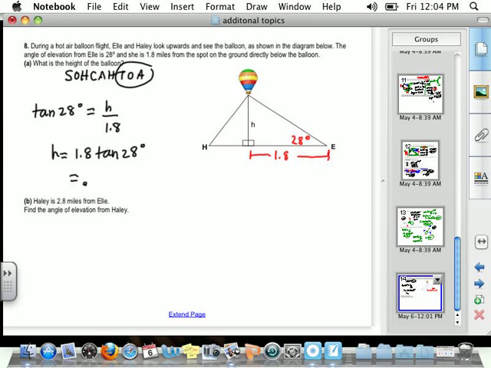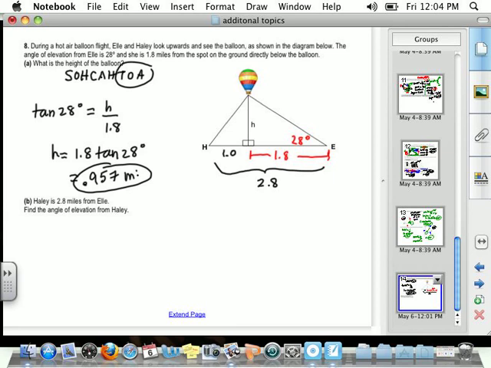All right, so we do the tangent of 28 degrees equals opposite, so h, over adjacent, so 1.8. So h is whatever tangent of 28 is times 1.8. Anybody get that? 0.956, okay. That's in miles. That's how high the balloon is. Keep that in your calculator. We're going to use it.